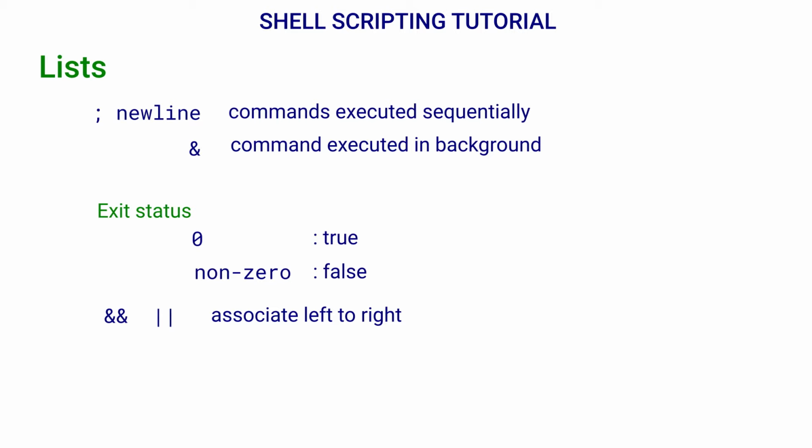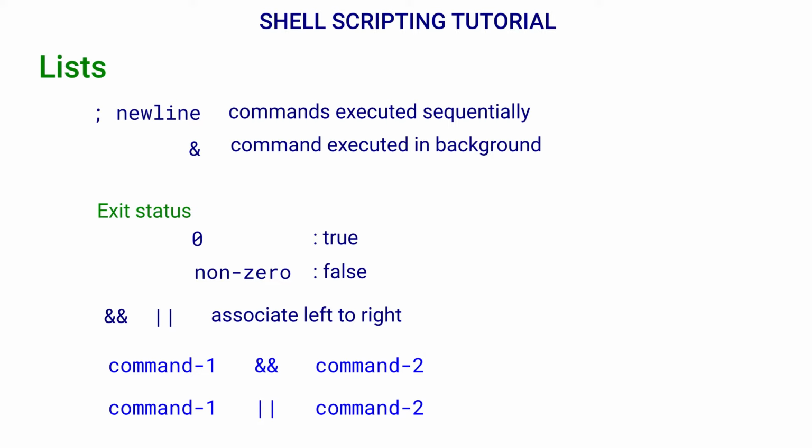The logical AND and logical OR operators associate left to right. So in a list like command1 && command2, first command1 is executed, and if and only if the exit status of command1 is 0, that is true, command2 is executed. And similarly, in the list command1 || command2, first command1 is executed, and if and only if the exit status of command1 is non-zero, that is false, command2 is executed.